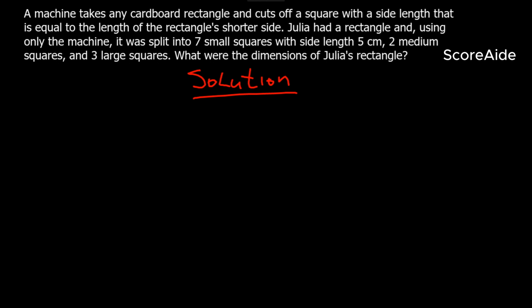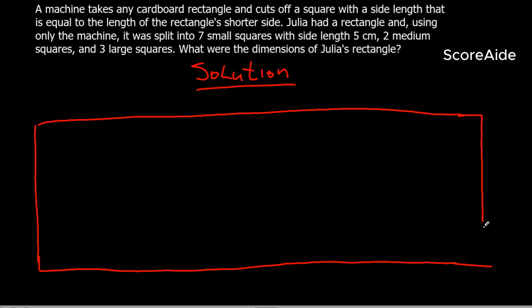Okay, so if I understood this question, there is a rectangular cardboard paper and we are using a machine to cut it into squares. I want us to start by sketching it and see how it goes from there. Let's say this is our cardboard paper. You start cutting out squares.